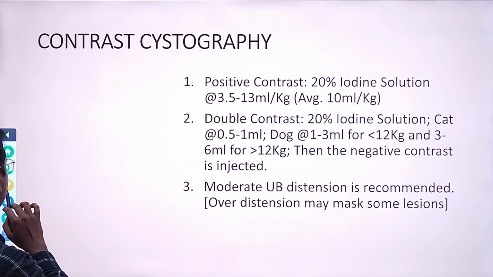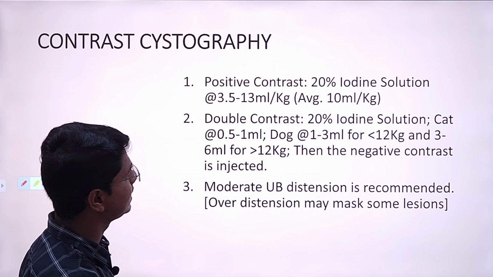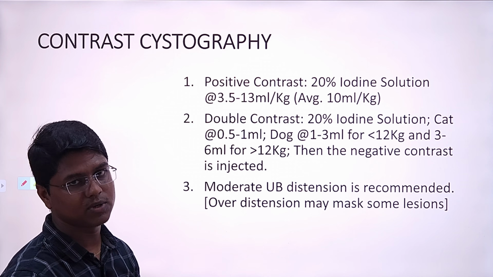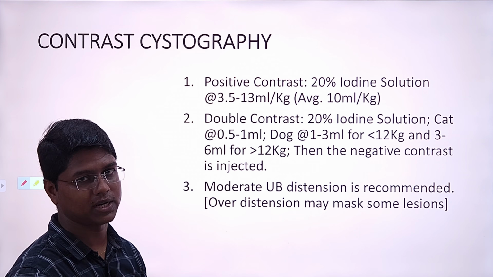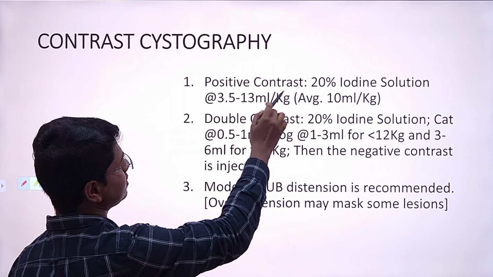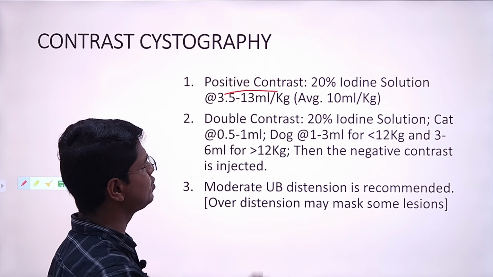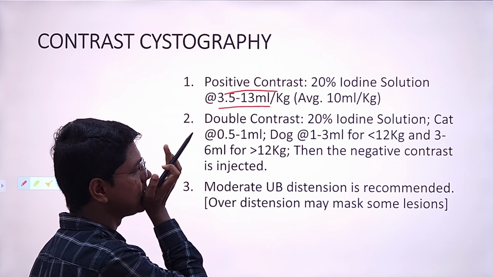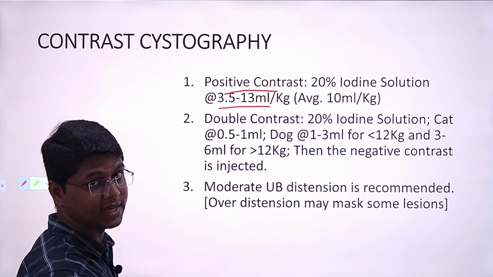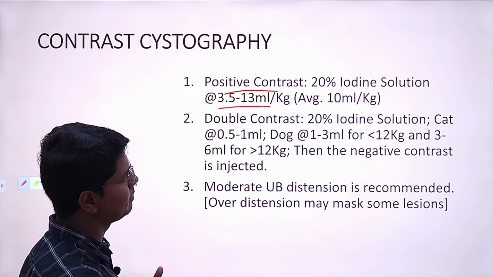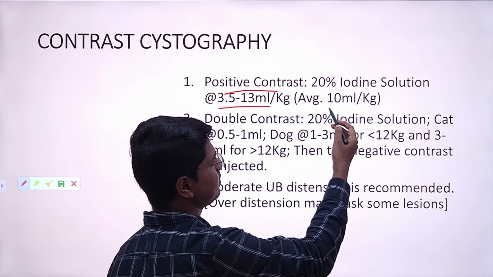Next, coming to contrast cystography. You can do positive contrast, negative contrast, or double contrast. In case of positive contrast, a 20% iodine solution is used. The dose rate in dog and cat is 3.5 to 13 ml per kg, but on average you have to give 10 ml per kg.